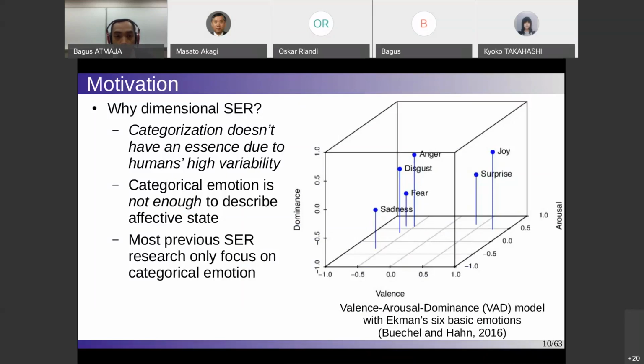And the second one is categorical emotion is not enough to describe the affective state. For example, if we know the category of emotion like angry, we don't know the level of anger. Is it low anger or high anger, we don't know. But using this dimensional approach, we can obtain such a value, a score like from 0 to 5 or 1 to 5. And the last reason for conducting this research in dimensional is because most previous research only focuses on categorical emotion because it is maybe more practical for implementation. So that's why I conduct my research in the area of dimensional emotion rather than categorical emotion.